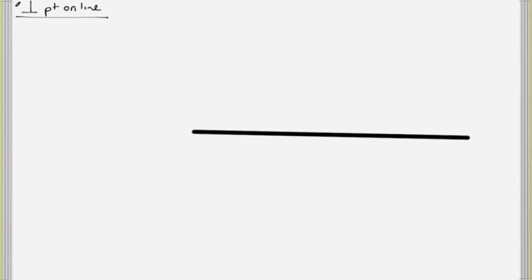Today we're going to be looking at two constructions that are both perpendiculars. So our first construction is going to be a perpendicular with a point on the given line. To begin this construction, we're going to need a line and a point on that line.